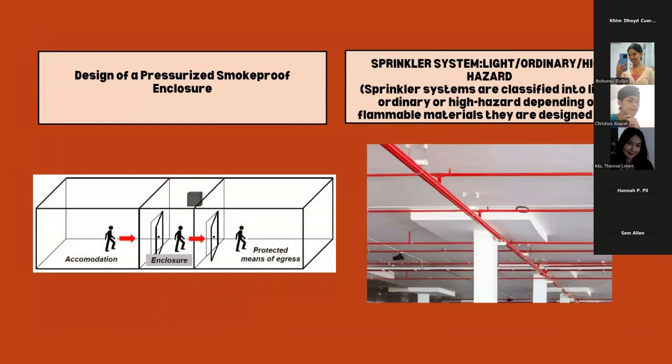Okay. Here is an example of a design of a pressurized smoke-proof enclosure and also a sprinkler system, light or ordinary or high hazard. These are examples of sprinkler system. These are classified into light, ordinary, or high hazard depending on flammable materials that are designed for. Next slide, please.